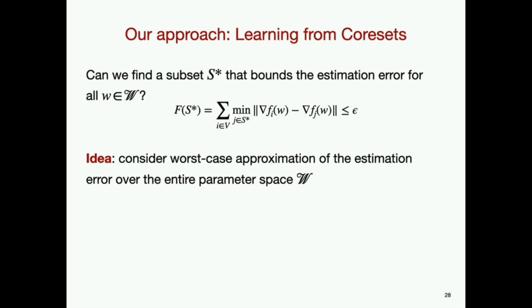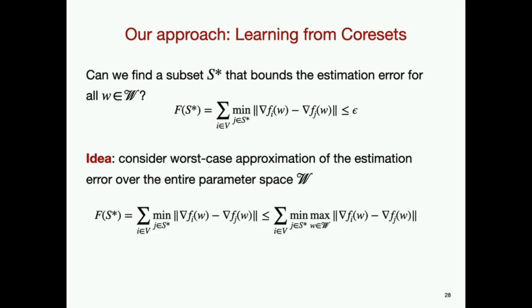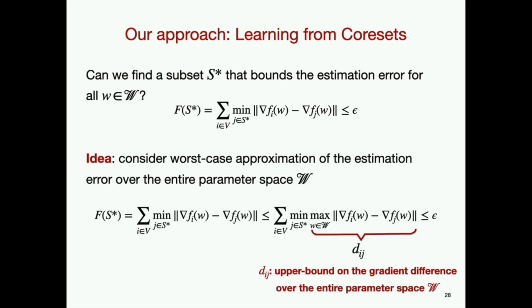So if we can upper bound these pairwise gradient similarities for all the W, then we can get rid of this dependency on W, right? And we get this new objective function, which is an upper bound on the original function. Now we can solve this new objective function, which doesn't depend on W. This is using the worst case pairwise difference between gradients for all the W. Let's call this Dij, and our new problem is solving this sum of Dij's to be less than epsilon. How can we find Dij?